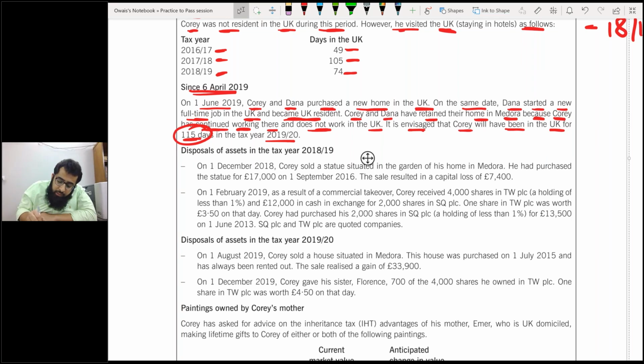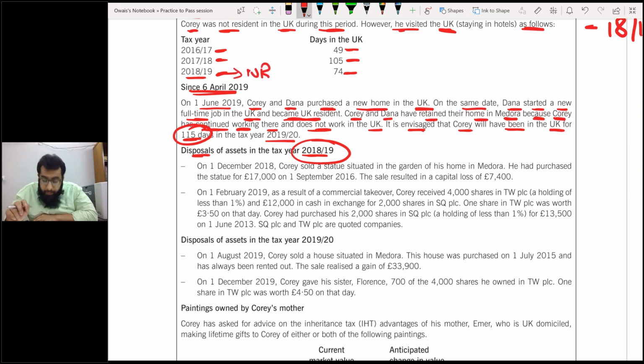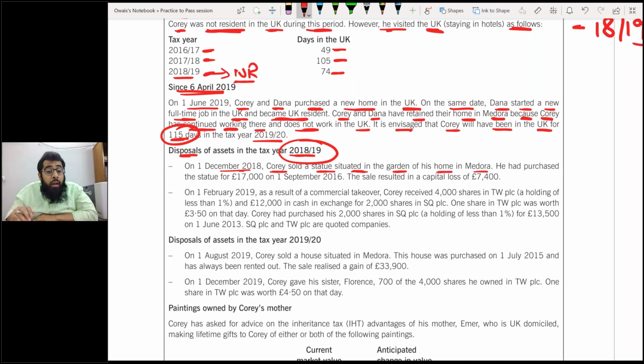Disposal of assets in the tax year 18/19. Now in 18/19 you were non-resident. On 1st December 18, Corey sold a statue situated in the garden of his home in Medora. He had purchased the statue for £17,000 on 1st September 2016. The sale resulted in a capital loss of 7,400. Okay, listen to it very carefully.